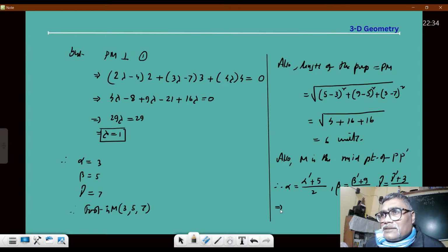So you have got alpha equal to 3. So from here you can get alpha dash. Alpha dash will be 1. Beta is equal to 5. So beta dash plus 9 divided by 2, so beta dash is also 1. And gamma is 7 here. So I can find gamma dash also. Gamma dash is 14 minus 3, 11. So your image is 1, comma 1, comma 11.